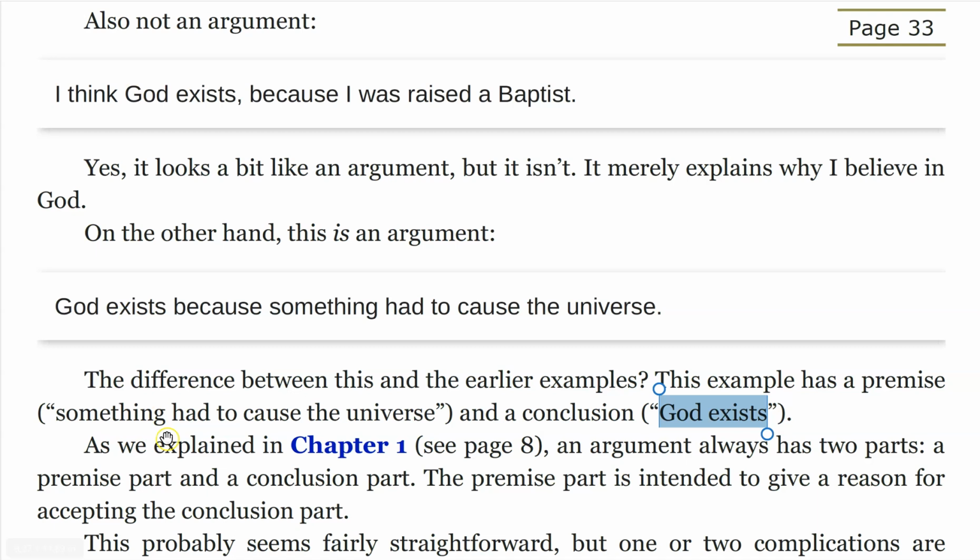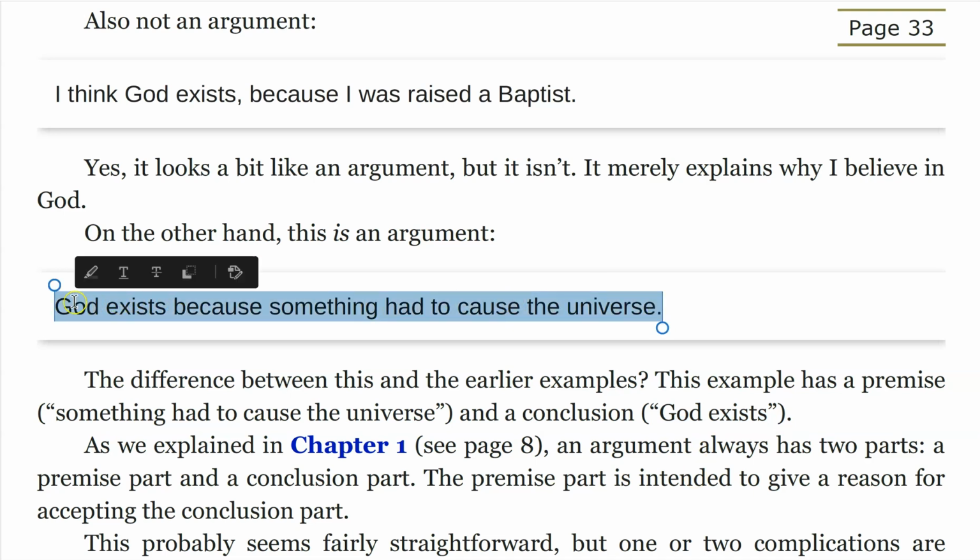Something had to cause the universe. Again, whether or not you think these are good arguments is neither here nor there. This could be a reason for accepting this conclusion. And so we indeed finally arrive at an argument, right?